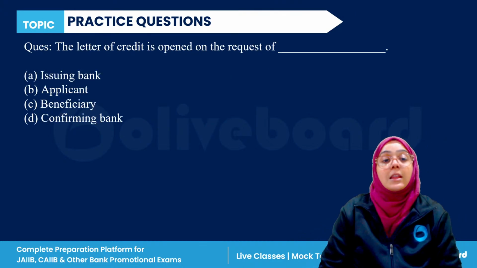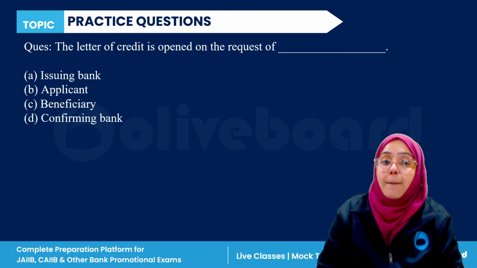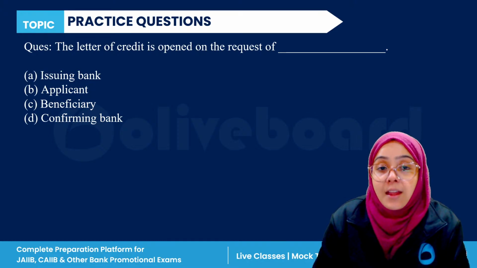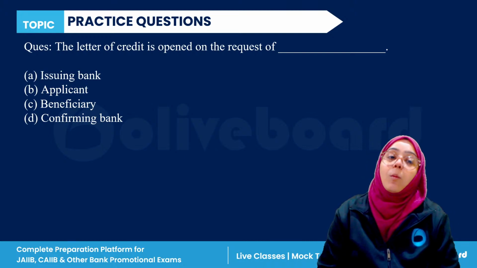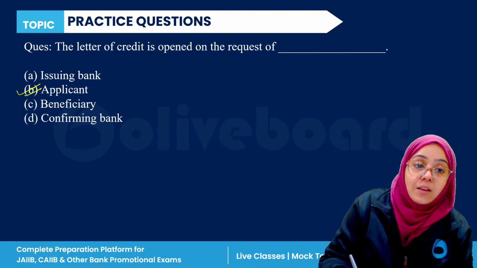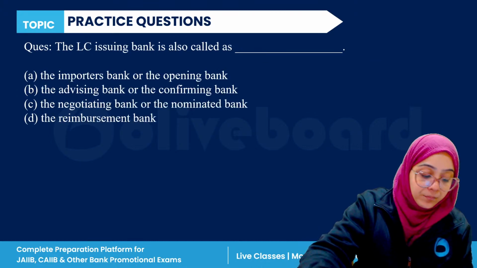Next question. The letter of credit is opened on the request of issuing bank, applicant, beneficiary, or confirming bank. So, letter of credit is actually opened on the request of whom? Everyone. So, it is opened on the request of applicant. B is the correct answer, right?